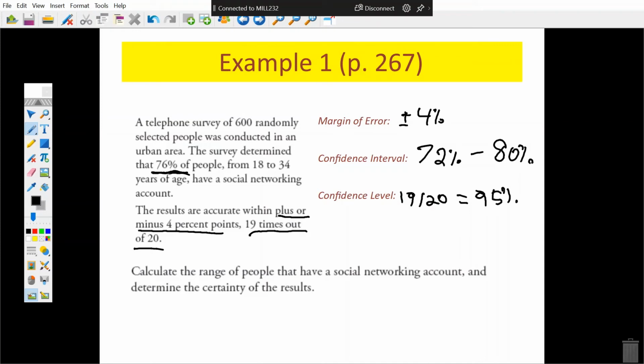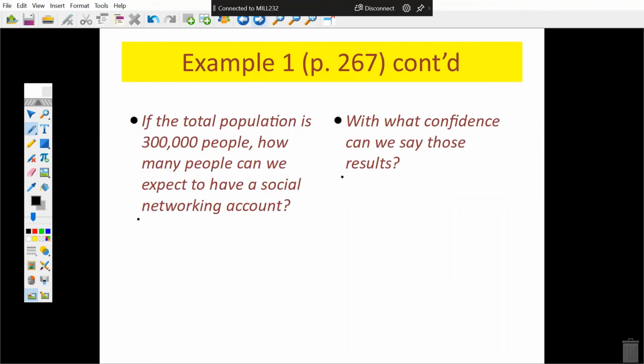Okay? Now, on the next slide, they're going to give you the population of the entire city, and then you have to calculate sort of what is the range of the population that would have a social networking account. So it says if the total population is 300,000 people, how many people can we expect to have a social networking account? Well, we know that the percentages are 72% to 80%, right? That was our confidence interval. Now we're going to multiply that by the total number of people.